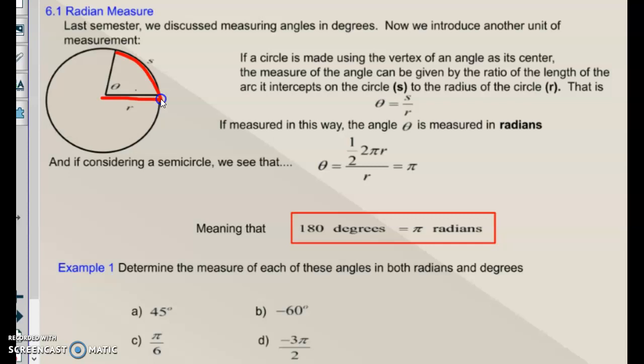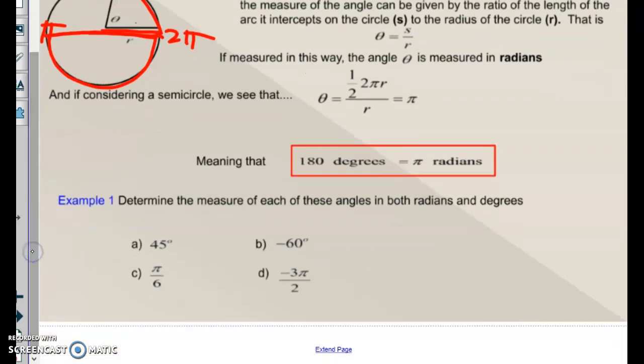Let's consider a semicircle. We're going to take half of 2 pi r divided by that radius, which leaves me with pi. So we know that in radians, half of a circle is pi, so going around a whole circle is 2 pi. So 180 degrees is equal to pi radians.